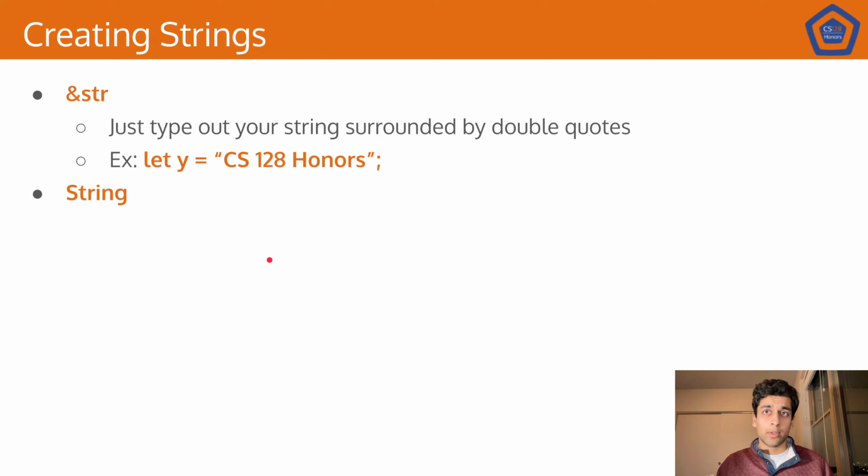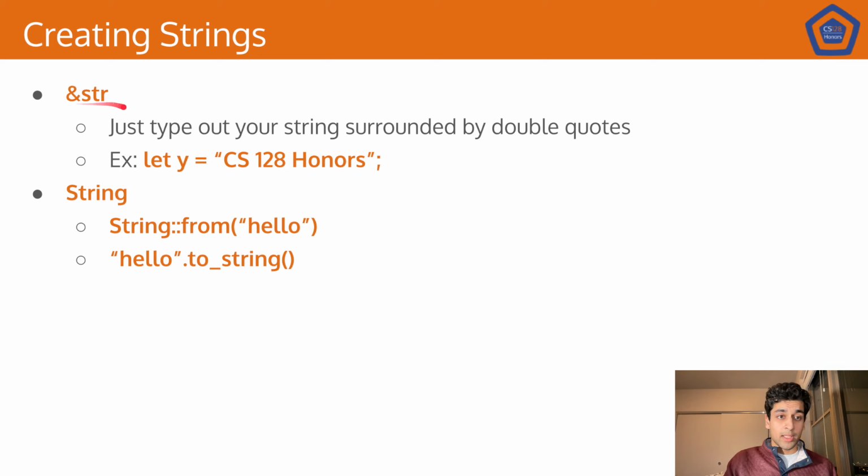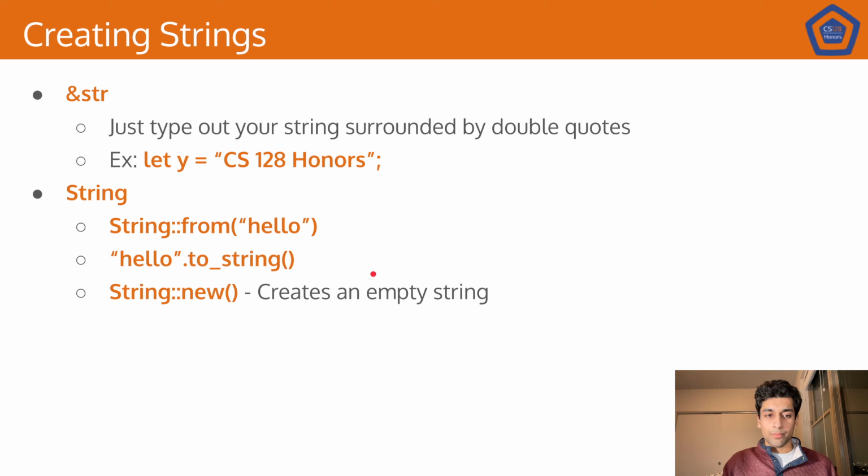You also have the capital S String. You can create this by either String::from, and then the string you want inside double quotes as a parameter, or you take an &str, the double quotes surrounding your string, dot to_string. And if you wanted an empty string, something you're adding to throughout your program, you can use String::new, and that will create an empty string for you.